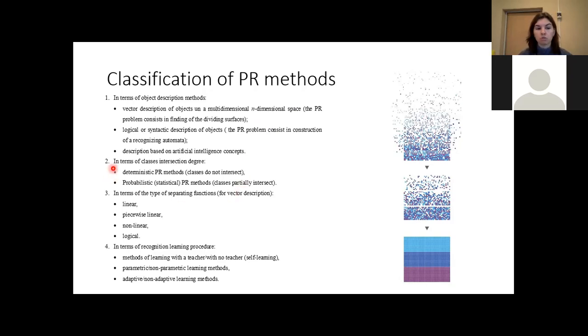The second group, second rule, is in terms of the classes' intersection degree. There are 2 types of pattern recognition methods. Deterministic, when classes do not intersect. So we have 2 separated classes, and an object may belong only to one class. And the second one is probabilistic or statistical methods, when our classes may intersect and an object may belong to several classes with several probabilities.